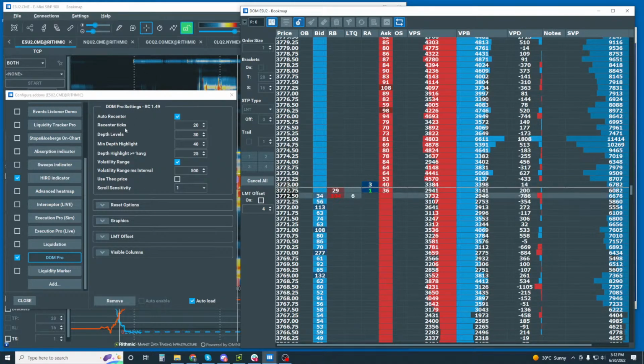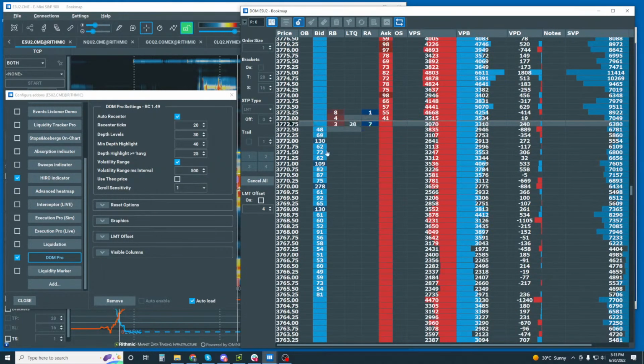You can also have it, if you select the box here, recenter in the amount of ticks. Right now I have 20. What that means is it goes up 20 from the edge here, 20 ticks away from the edge, it will recenter.